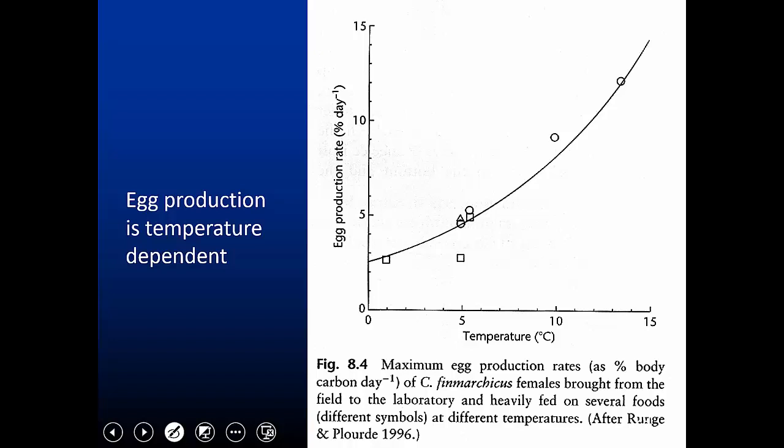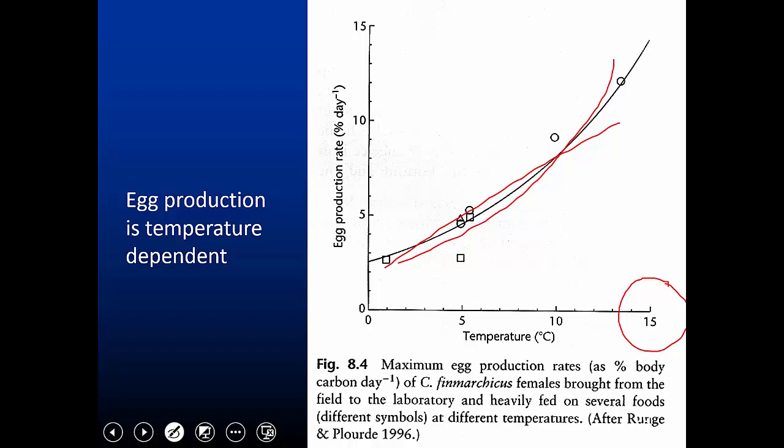Higher temperatures, more eggs. Whether it's an exponential, which is implied here, or more of a linear curve, that's not quite that important. What's important is the simple observation that when things are warmer, egg production is higher. The only caveat to that is notice the temperatures are fairly low, certainly lower than what we see in our waters.